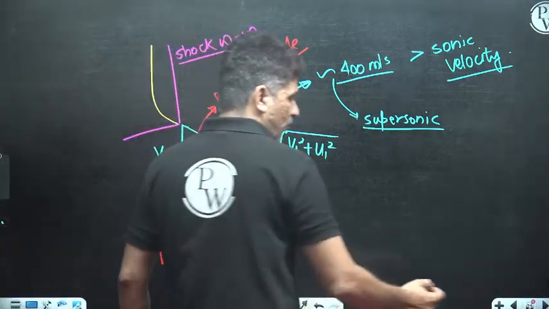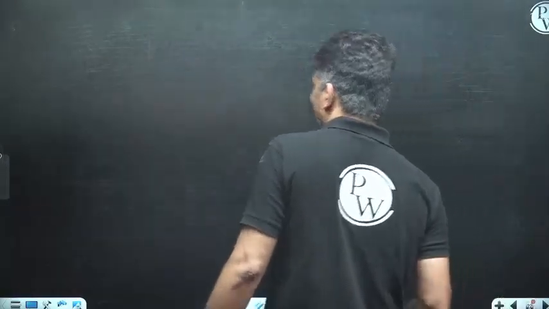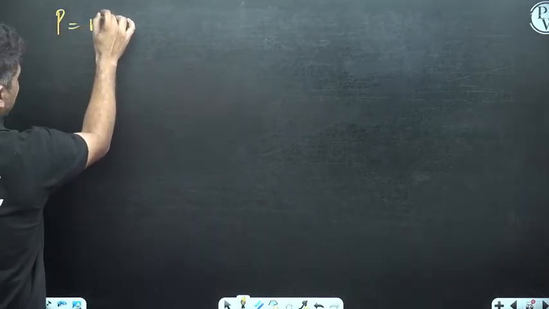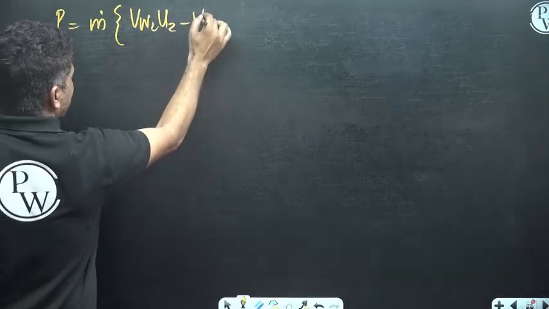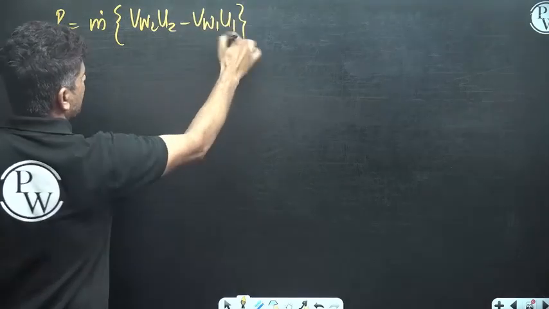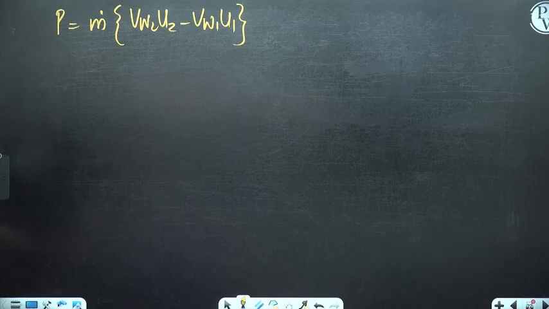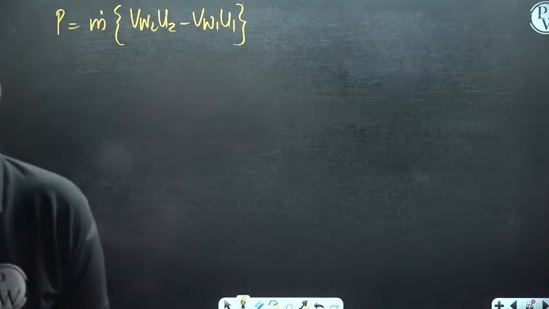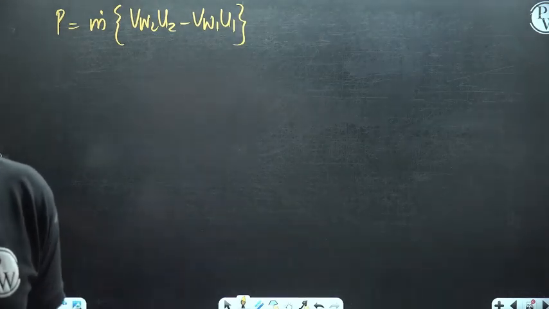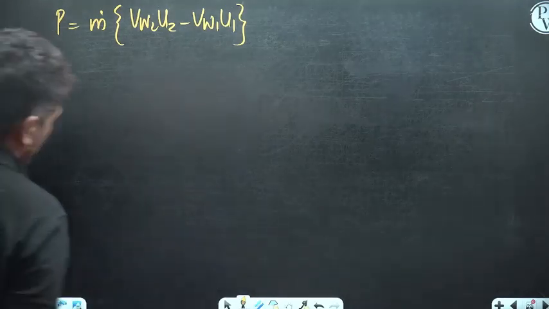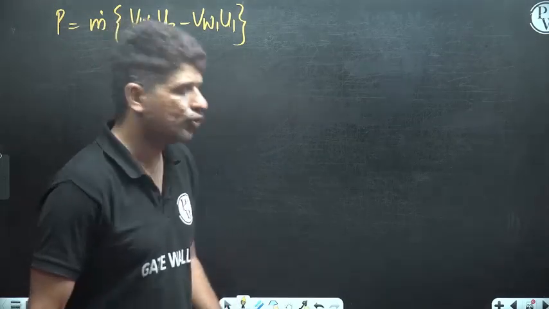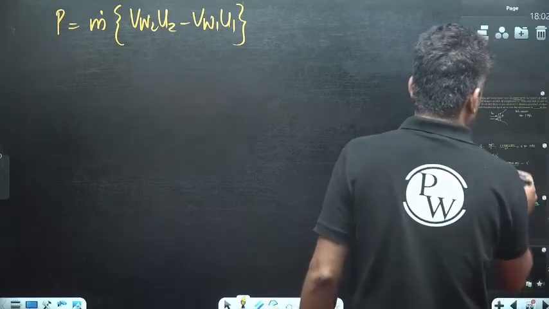Once we have calculated V1, now we need to calculate power. So power can be written as m dot into (VW2 U2 minus VW1 U1). Is it clear? So now we will calculate what velocity U2 is and what velocity U1 is, and then we will proceed.